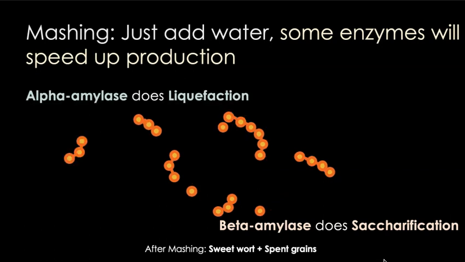So after alpha amylase and beta amylase have done their job, our long starch molecule that was coiled in a spiral has now been reduced to a set of shorter sugar molecules, and those can be processed, digested, and eaten by our yeast.